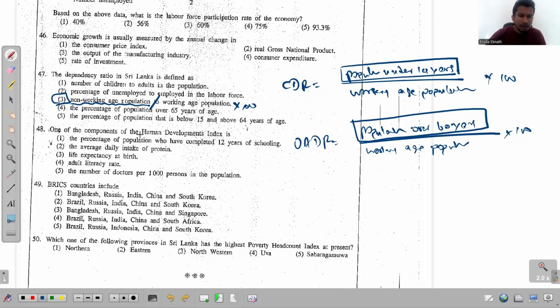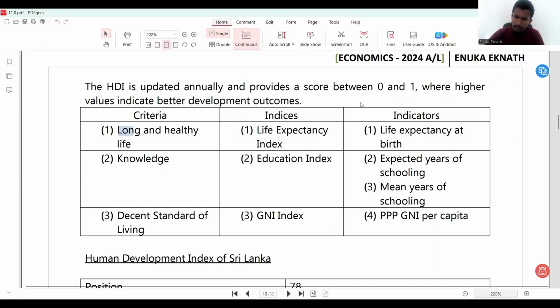One of the components of Human Development Index. Right, the first one, the percentage of population who have completed 12 years of schooling. Second one, average daily intake of protein, life expectancy at birth, adult literacy rate. The fifth one, the number of doctors per 1,000 persons in the population. Obviously, so let's look at the note related to this, then you can understand the component. So these are the components.